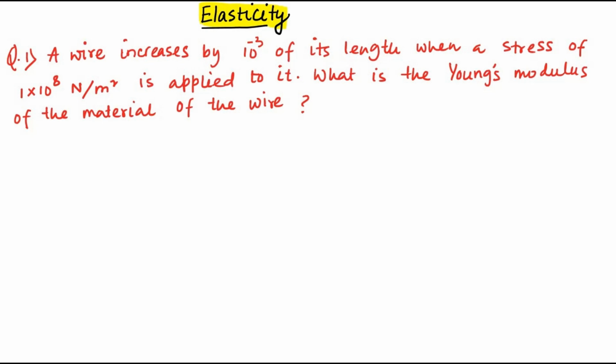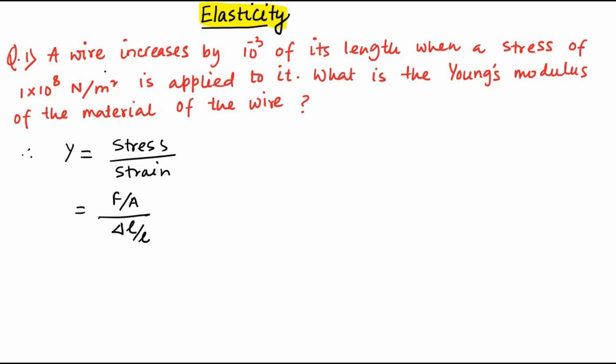As you can see in this question, we have to calculate the value of the Young's modulus of the material. We know from the formula that Young modulus Y is equal to stress upon strain. Stress is equal to force upon area, that means force acting per unit area, and strain is equal to delta L upon L, that means the ratio of change in length to original length.